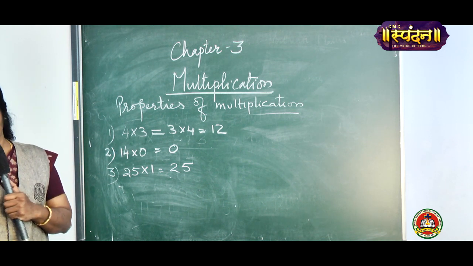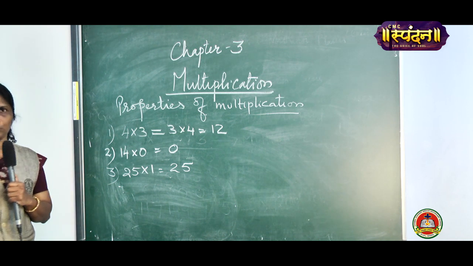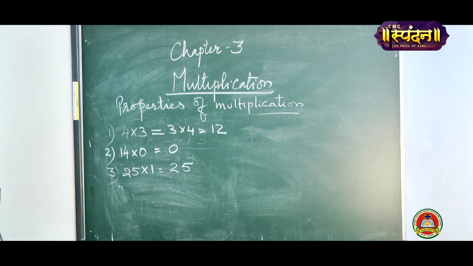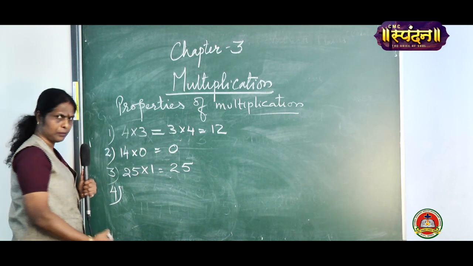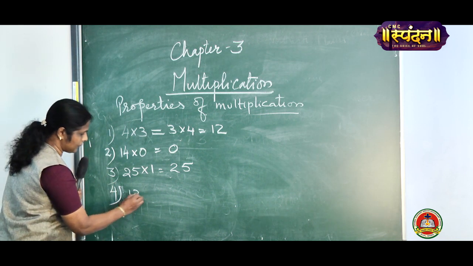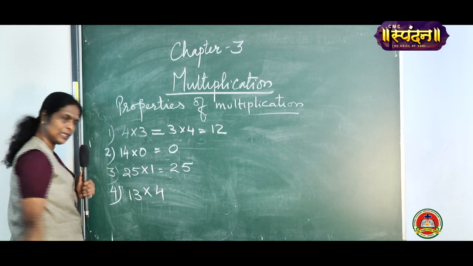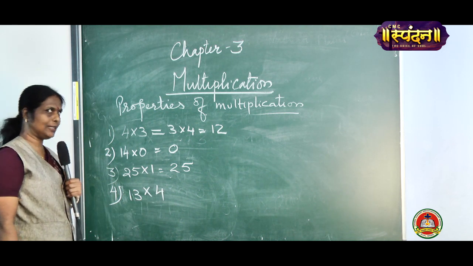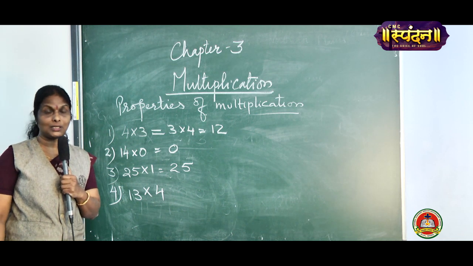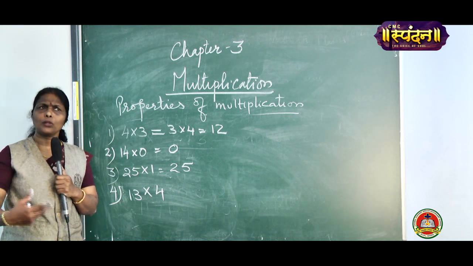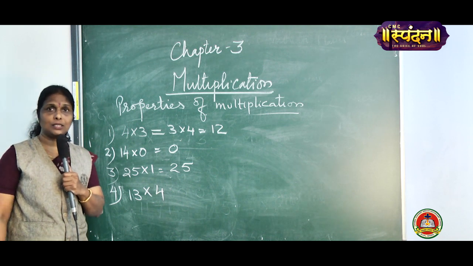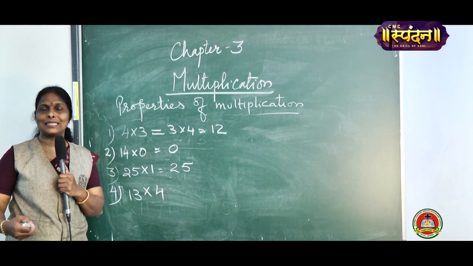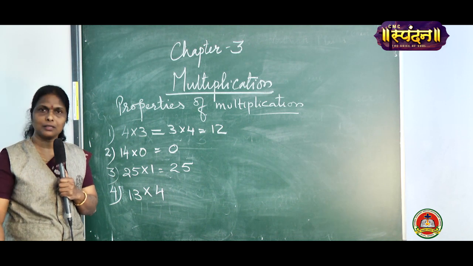The next is the product of any number and an even number is always an even number. Fourth one, I take an example. Suppose I am taking an odd number like 13 into 4. 4 is an even number. First of all, we know what are even numbers. Even numbers are those numbers which are divisible by 2. Or we can say that the numbers which have 0, 2, 4, 6, 8 in the ones place, those numbers are even numbers.